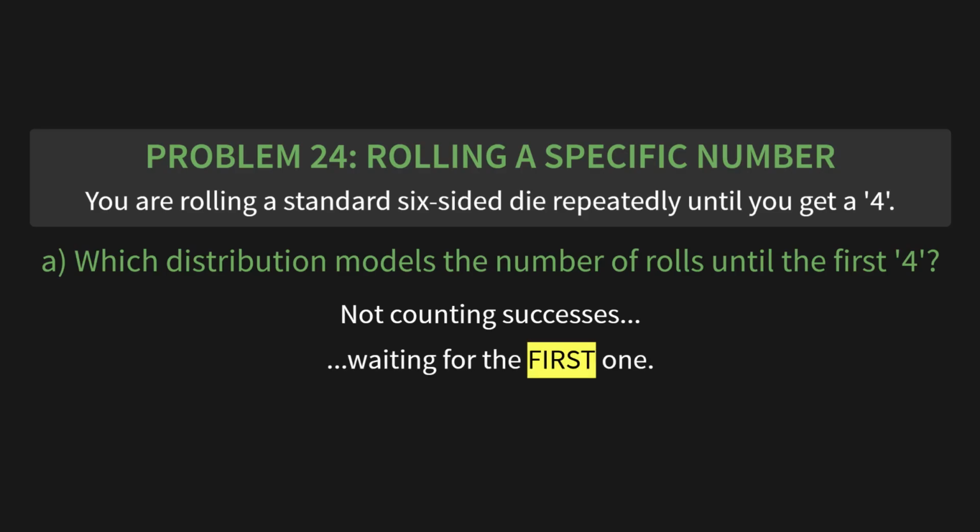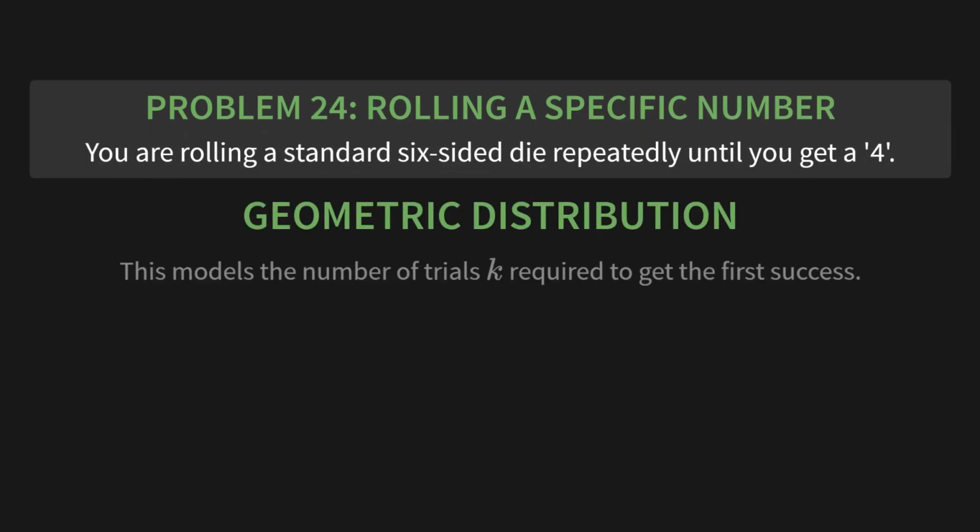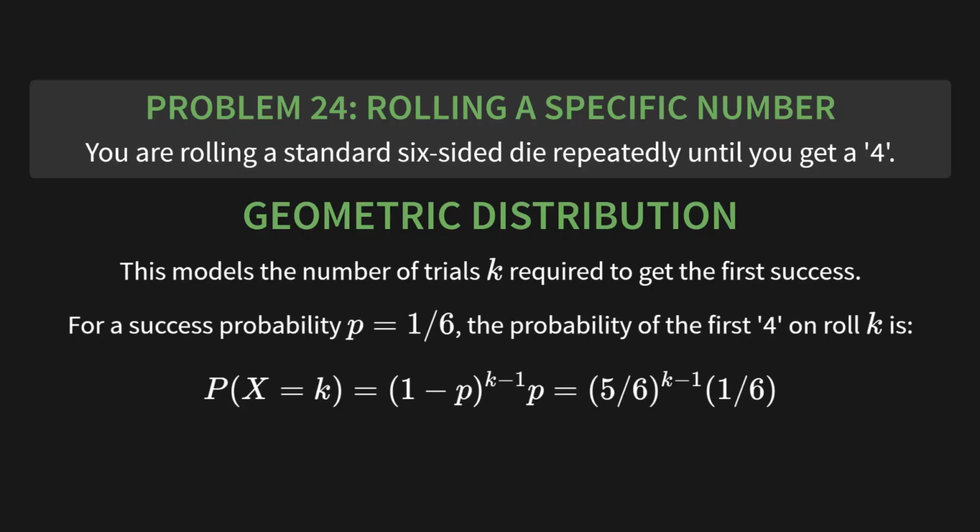This is the geometric distribution. It models the number of trials, k, required to get the very first success. For a success probability p of 1/6, the probability of the first 4 happening on roll k is P(X = k) = (1 - p)^(k-1) times p. For us, that's (5/6)^(k-1) times 1/6.